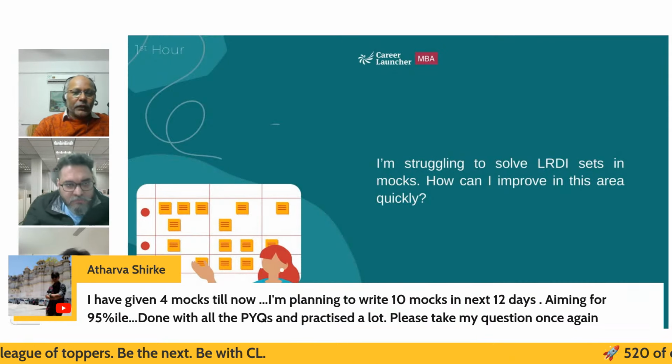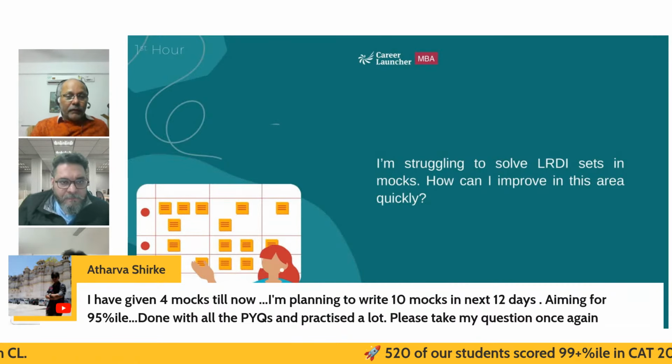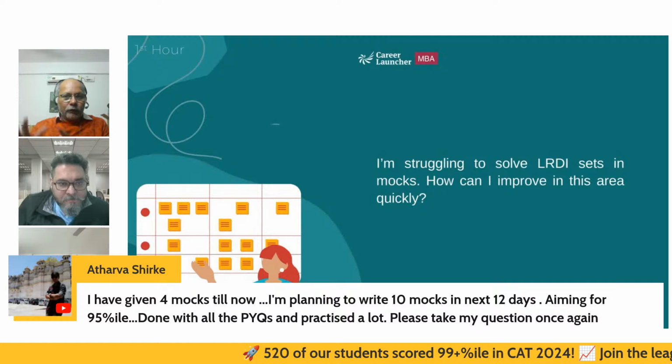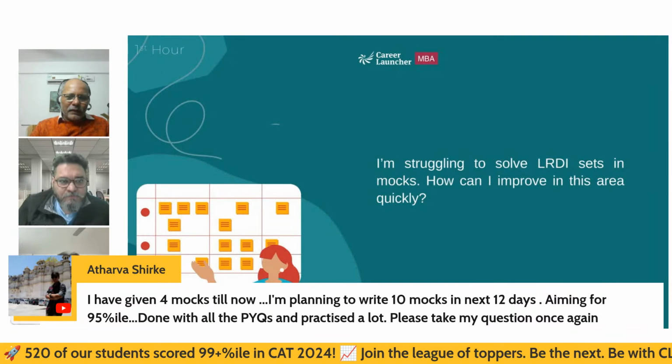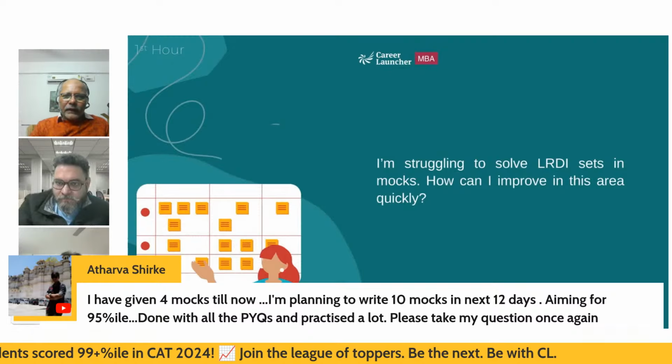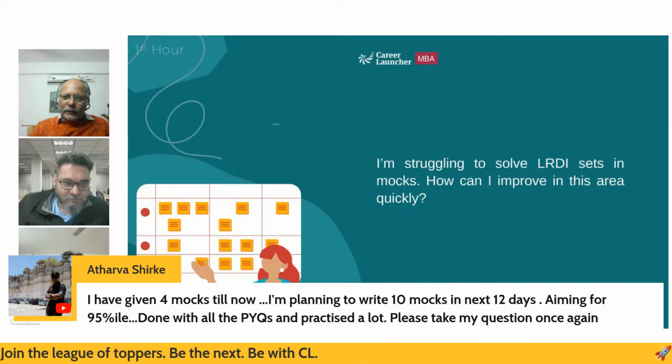Here you have written that you have also done all the PYQs. So my assumption is, having done the PYQs topic wise, you have got a fairly good sense. But my belief is, doing 10 tests in 12 days is not going to help in any way unless you want to build a rhythm, right?